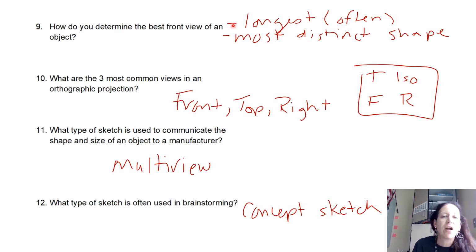Longest view, longest side is how you determine the front view. That says longest, which is often, it's not 100%, but usually the longest. And what's really important is the most distinct shape. So that says most distinct shape. The 3 most common views in an orthographic projection are the top, front, and right. And they are put on the page like so. The type of sketch used to communicate info to a manufacturer is the multi-view, and the type of sketch used in brainstorming is a concept sketch. It's really, really fast. You want to get your idea out there.